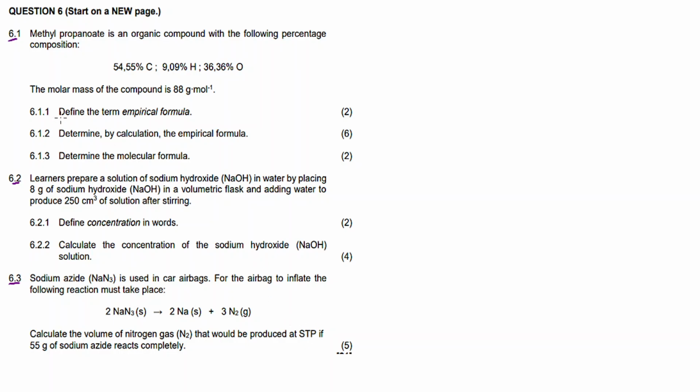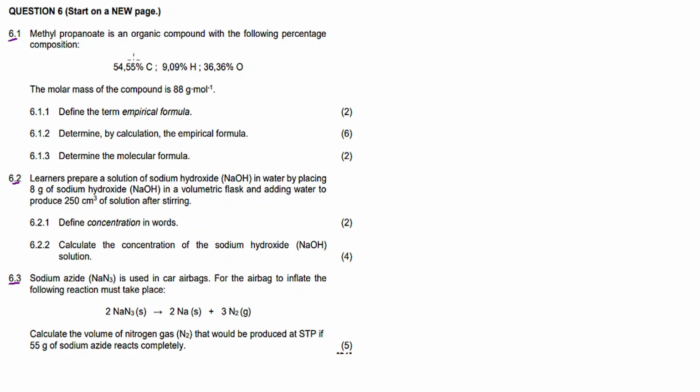Now in 6.1 they say methyl propanoate is an organic compound with the following percentage composition. Methyl propanoate is an ester. You will talk about this more in grade 12. This is organic chemistry. The molar mass of the compound is 88 gram per mole.